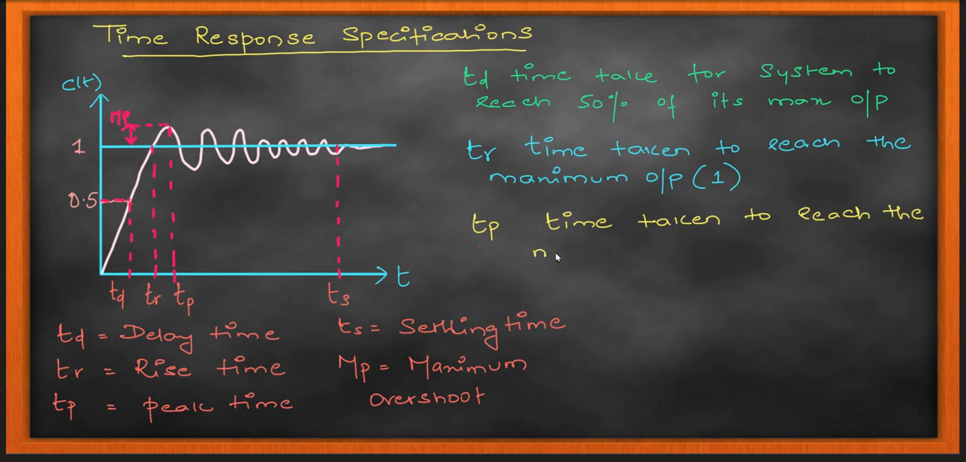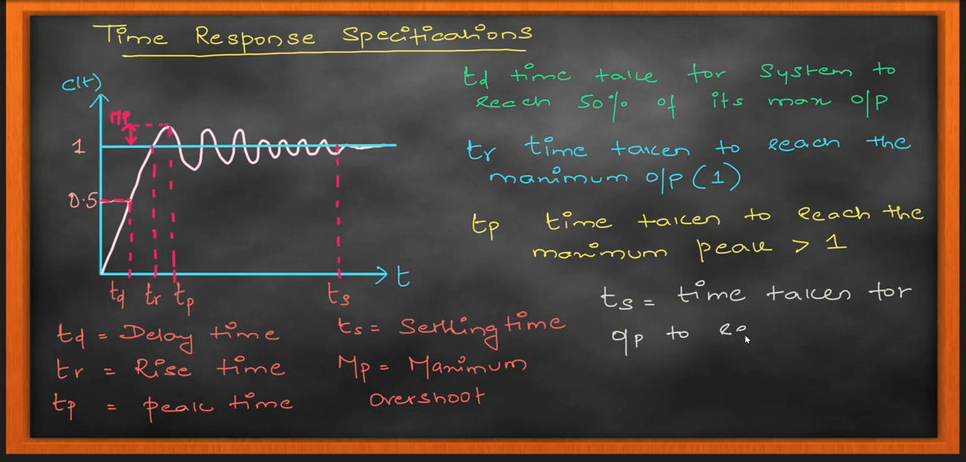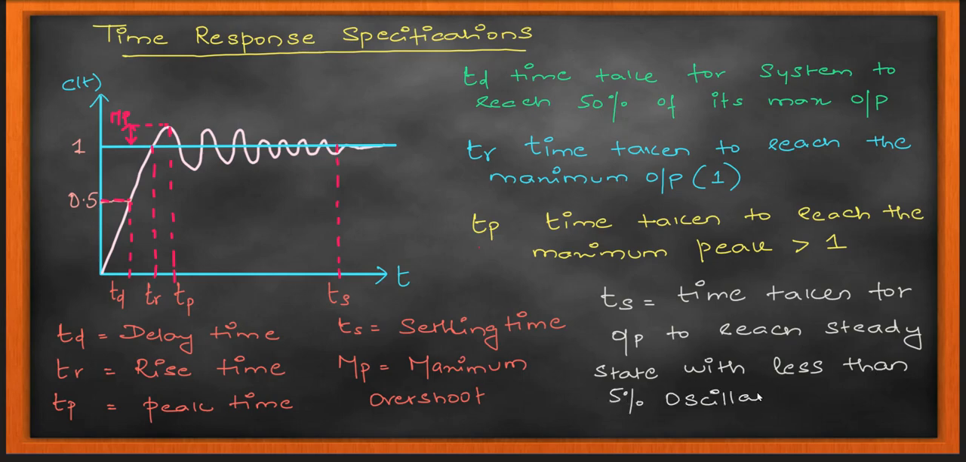Your rise time is TR, and that is the time taken to reach the maximum output of 1. Then TP is the time taken to reach the maximum peak, greater than 1. Just take a look, the TP value is greater than 1, which means it's called an overshoot. Sometimes your system doesn't just go to 1 and stop, because you're giving that system enough energy, and it may go beyond 1, and then it knows that it has gone beyond 1 and has to correct itself.